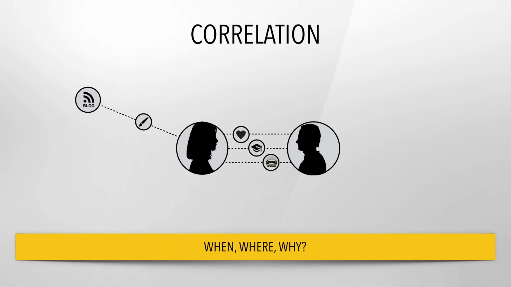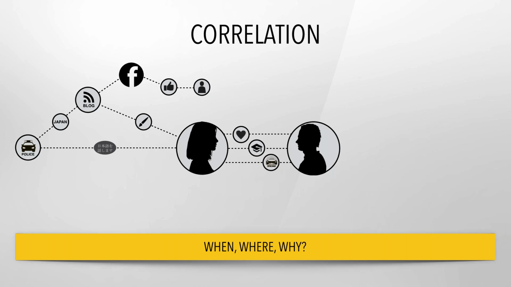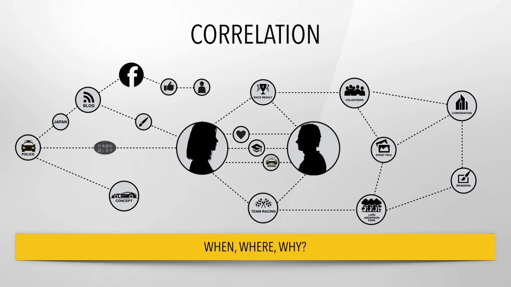The problem is when we get beyond the very simple relationships, and let's say that Mary maybe authors a blog that posts on Facebook and gets a whole bunch of likes from a bunch of different people. And by the way, that blog, she also translated it into Japanese because it was about a Japanese police car. And now we actually know that Mary speaks Japanese, as well as the fact that not only are they involved in this team racing, but they do all of these events, and there's concept cars. Correlate all of these different pieces. Really difficult to do in traditional databases.